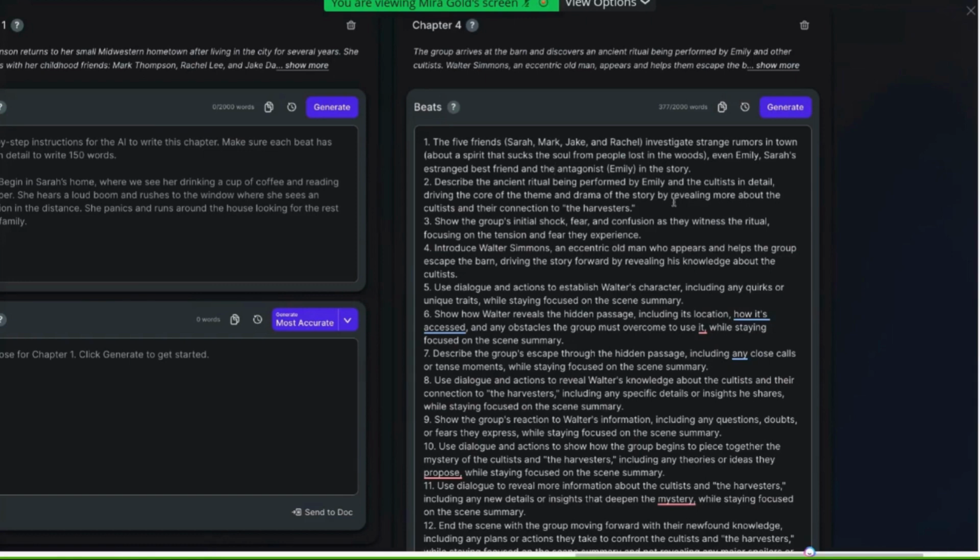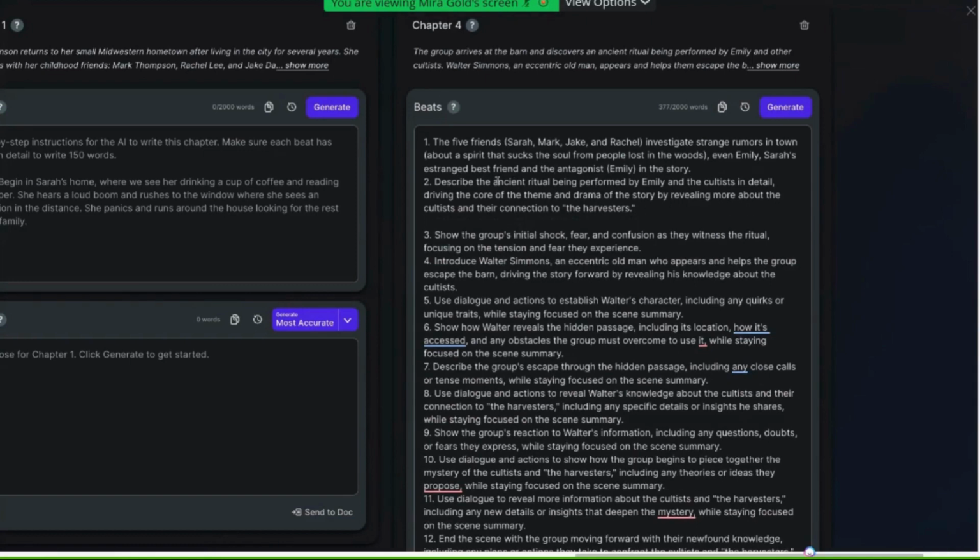So I've been direct. I've told the AI who is who. Now it says describe the ancient ritual being performed. So you know what? The AI might be able to do that. And I'd be kind of curious to see how it describes it, but I may not like it. So will it be dark and foreboding enough? I don't know, but we can take a look and see.